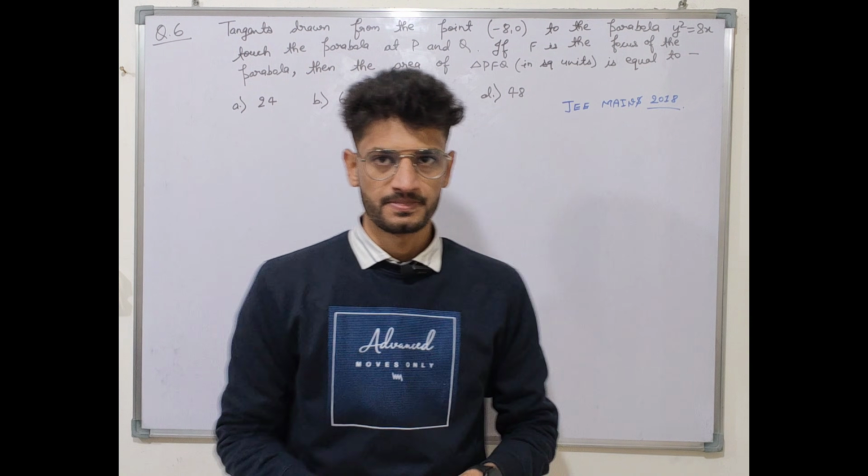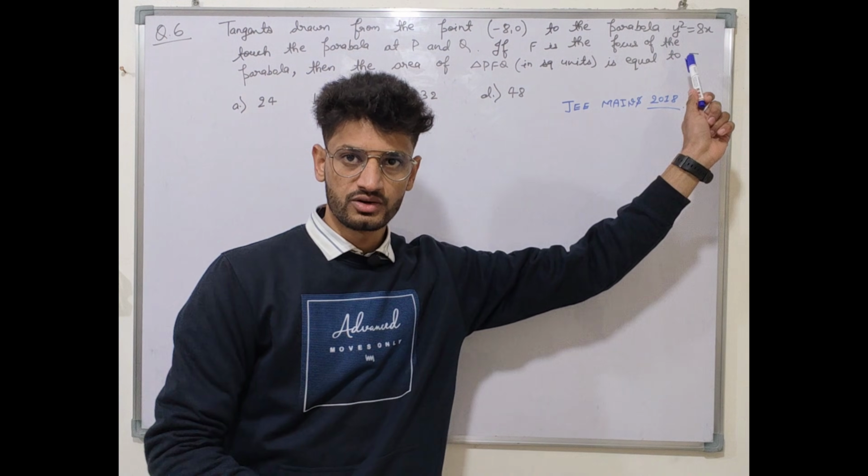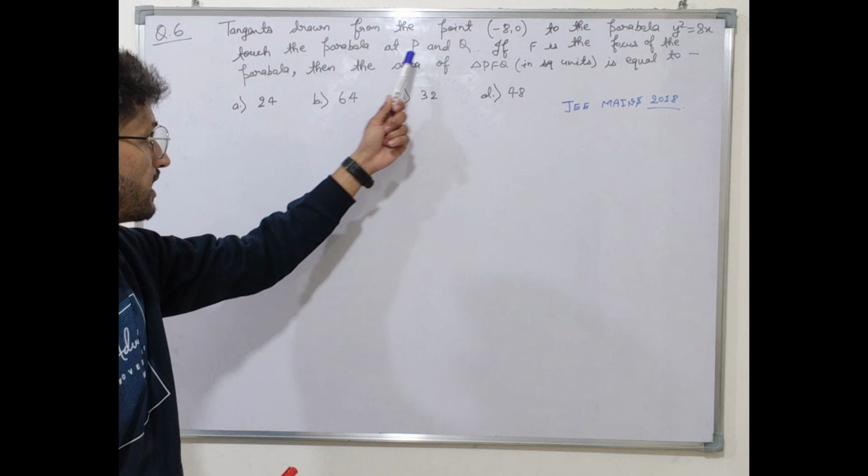So let's see our next question. The question is: tangents drawn from the point (minus 8, 0) to the parabola y square equals 8x touch the parabola at P and Q.